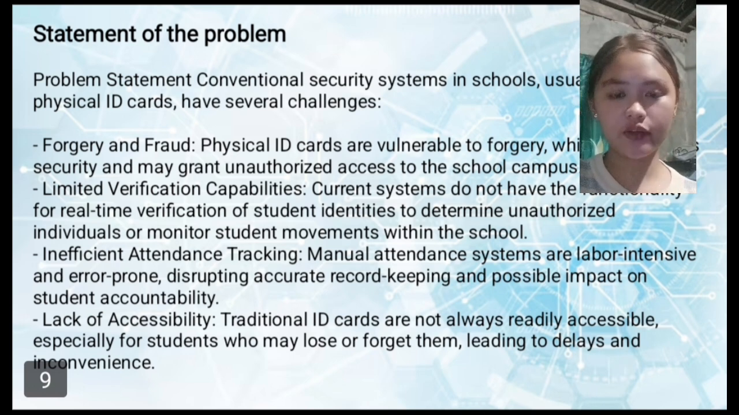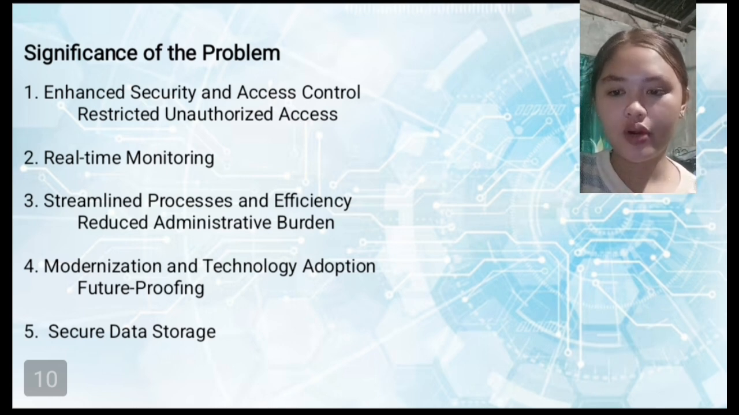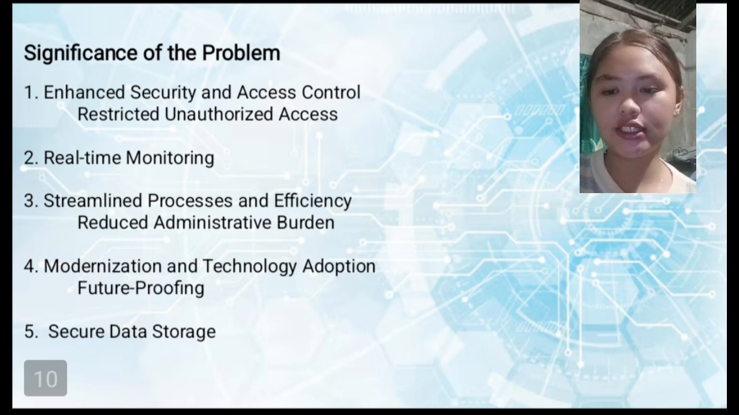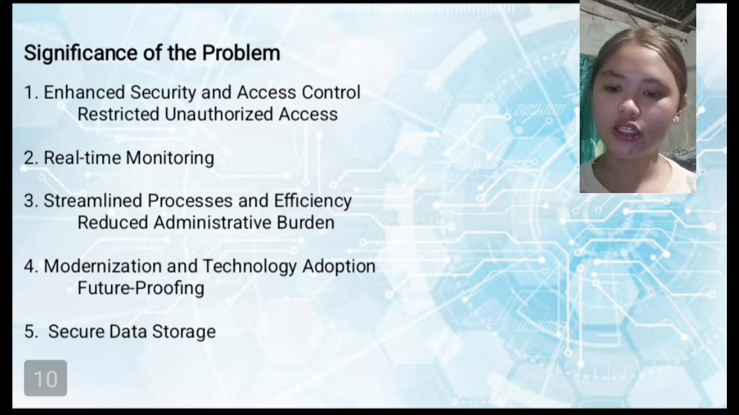Proceed to the significance of the problem. Number 1, enhanced security and access control, restricted and authorized access. Number 2, real-time monitoring. Number 3, streamlined processes and efficiency, reducing administrative burden. Number 4 is modernization and technology adoption, future-proofing. The last one is number 5, secure data storage.